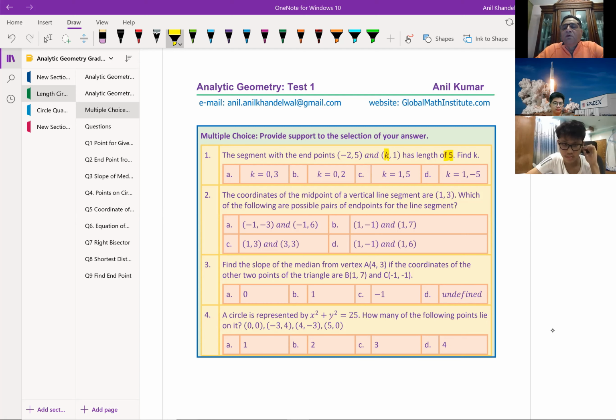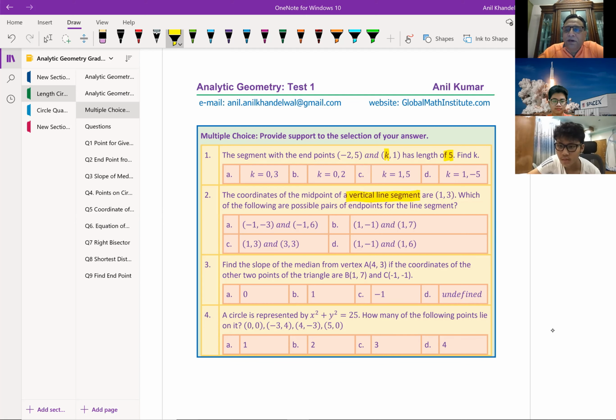You need to find what value of k could work. You can see that there are two possible values of k. Question number 2 here is: the coordinates of the midpoint of a vertical line segment are 1, 3. Which of the following are possible pair of endpoints for the line segment?